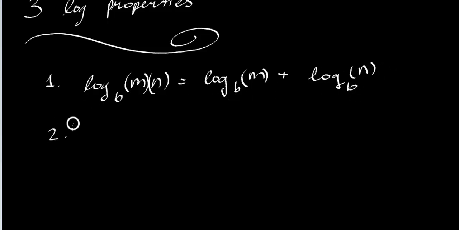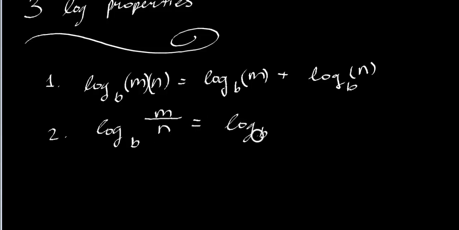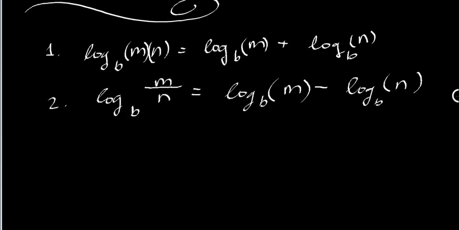Okay? The second rule. If you have the log base b of m over n, so two things dividing each other, you know, in a fraction, this is the same thing as taking the log b, same number again, of the first piece and subtracting log b from the second piece. Okay? So it's not that hard, especially when we jump into examples. It will catch on right away.